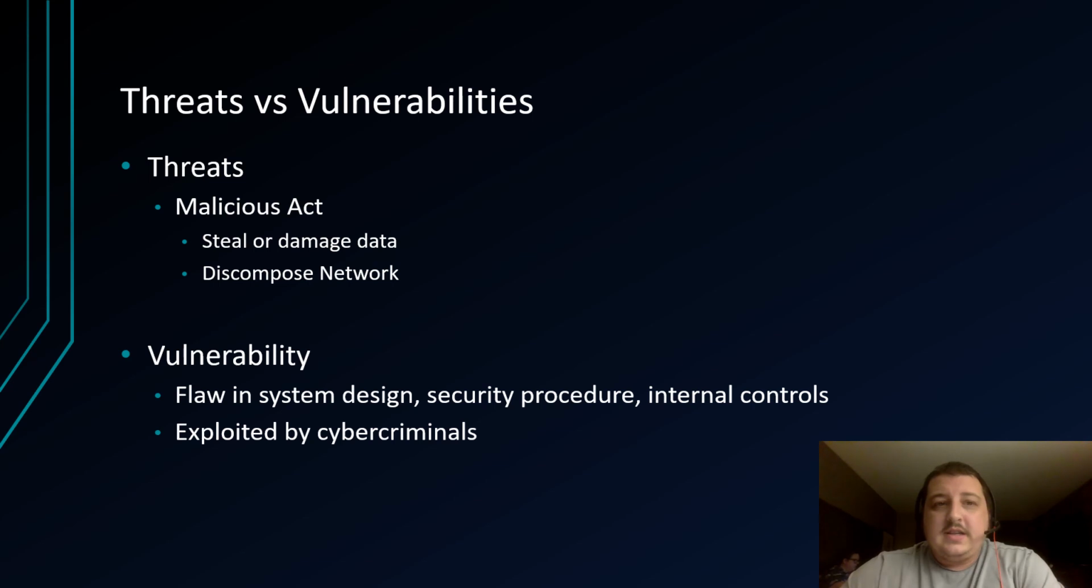Before discussing the type of bad actors and the types of attacks they might attempt, we want to look at the difference between a threat and a vulnerability. A threat is a malicious act that seeks to steal or damage data or discompose the digital network or system. Vulnerabilities are flaws in a system's design, security procedure, internal controls, etc. that can be exploited by cybercriminals.